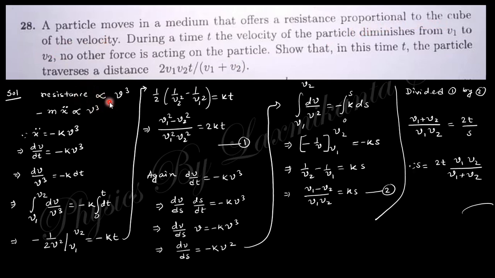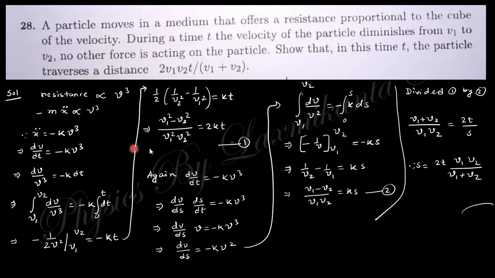A particle moves in a medium that offers a resistance proportional to the cube of velocity. So resistance will be bv cubed. Resistance is nothing but the opposite direction force, that is minus m x double dot, which is proportional to v cube. So x double dot equals minus k v cube. So dv dt equals minus k v cube, that is dv by v cube equals like that. If you integrate, you will finally get this one.